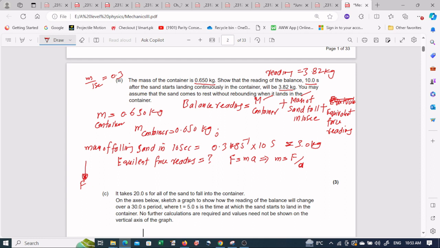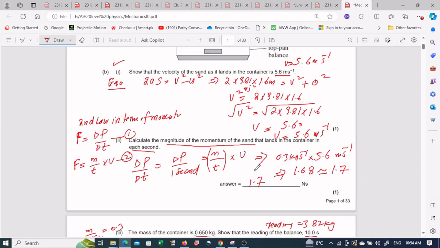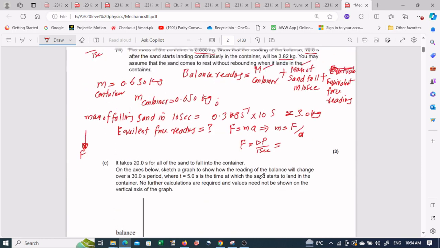So we need to know the force, and the acceleration is 9.8. We know that force is equal to the change of momentum, so force F is equal to momentum per second. In the previous part we already calculated the momentum per second, which is 1.7. So this is also the force, 1.68, that is 1.7.